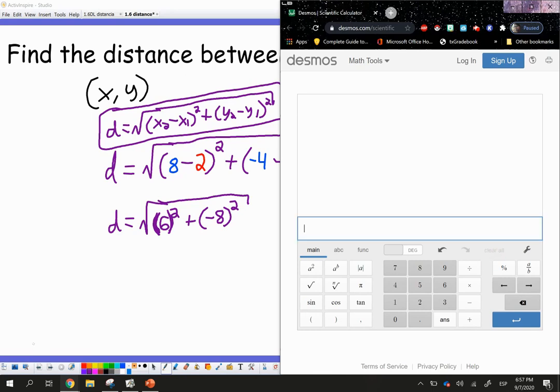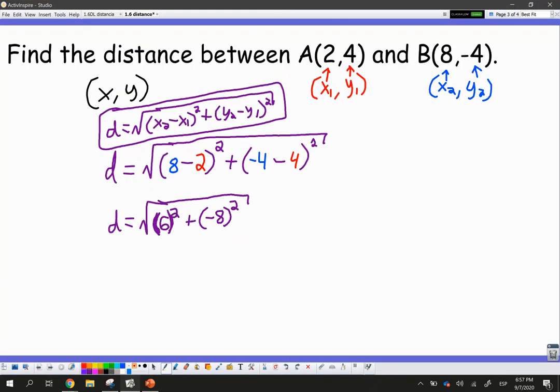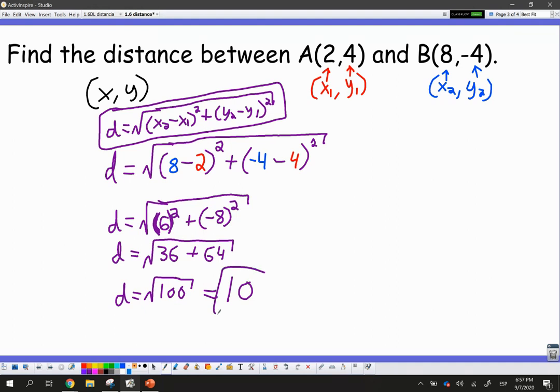So since I know that 8 squared is 64, I'll write that in. And then 6 squared is 36. And I have the square root of those two added together. So I add them together. 36 plus 64 will give me 100. And the square root of 100 is 10, which is my answer. So the distance between A and B is 10 units.